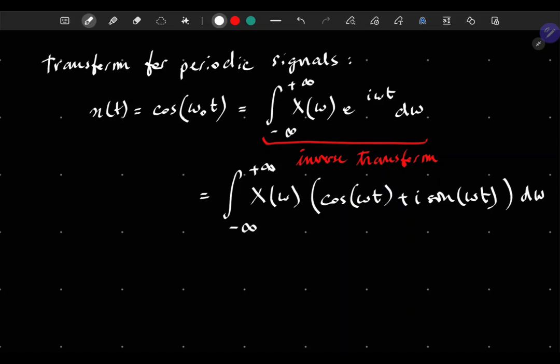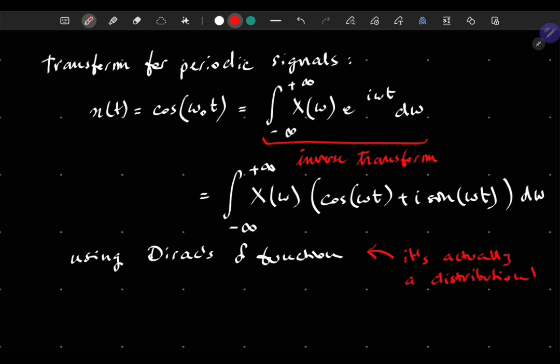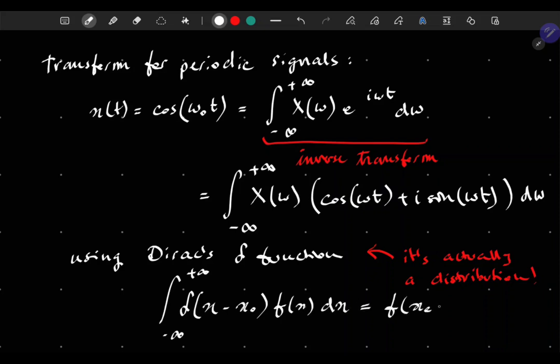And to solve this problem, we can make use of the so-called Dirac's delta function. This is actually a distribution, and it has the following property. The function delta of x minus x naught, if we apply it into an integral to a generic function of x, f of x, returns the value of f in x naught. This is called the sampling property.